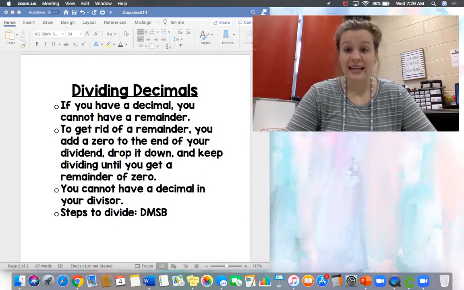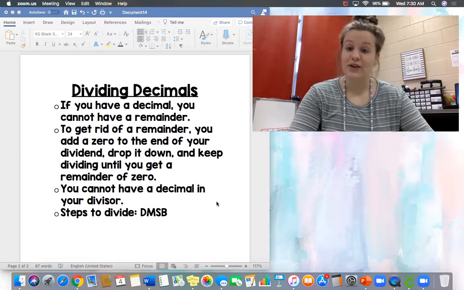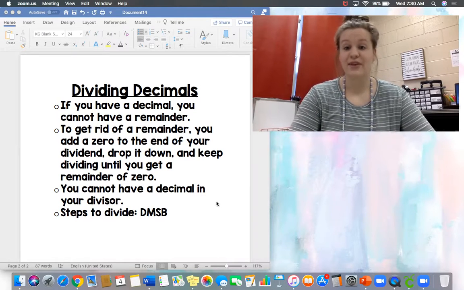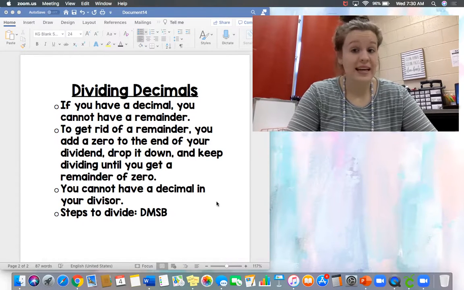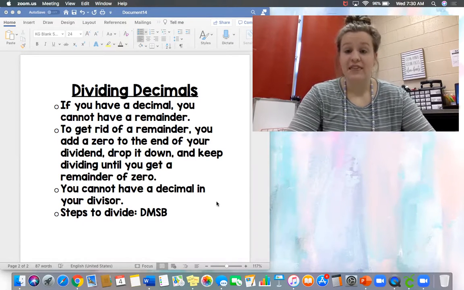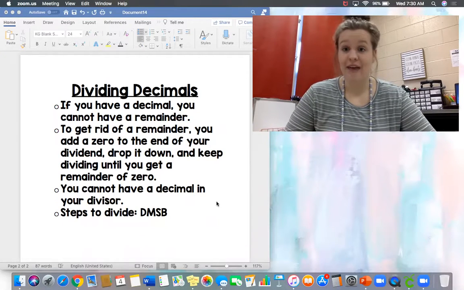So when we're dividing decimals, you can see on the screen if you'd like to write these down or take a picture of the screen so that you can remember this. It's a great way to study for your test. A couple things to remember when you're reviewing on Monday. If you have a decimal, you cannot have a remainder. So if there is a decimal in your problem, you cannot have a remainder.